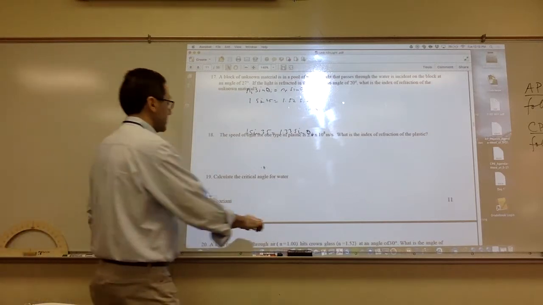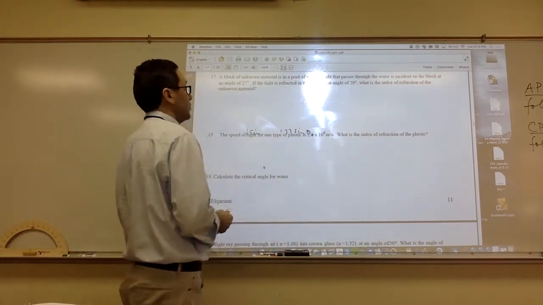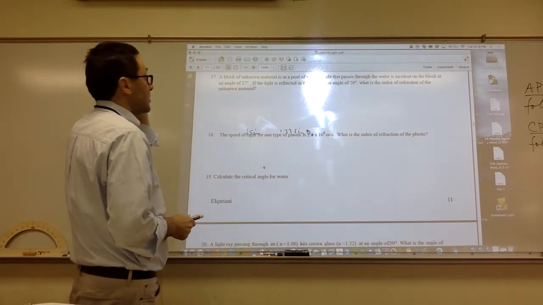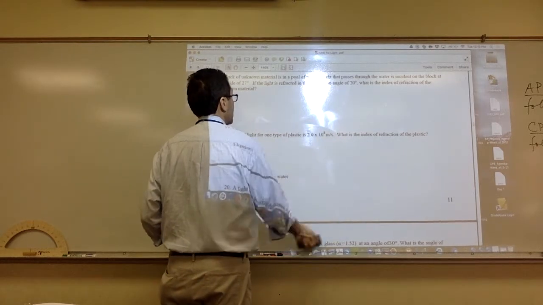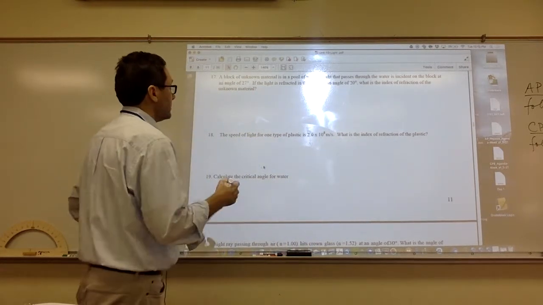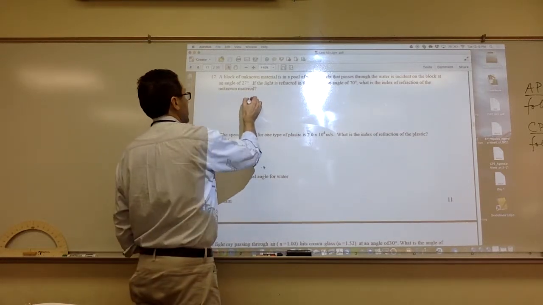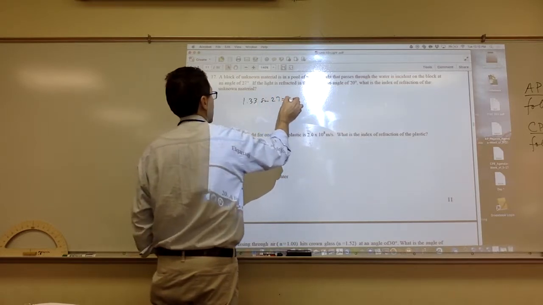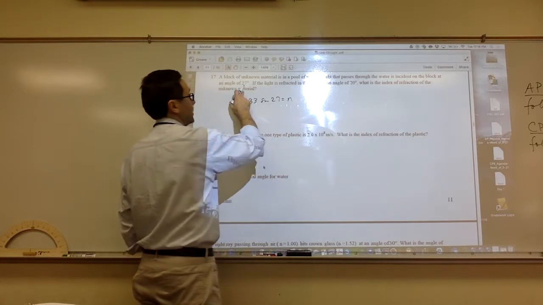Okay, let's look at 17. A block of an unknown material is in a pool of water. Light that passes through the water is incident on the block at an angle of 27 degrees. So we're going from water at an angle of 27 into this new material.